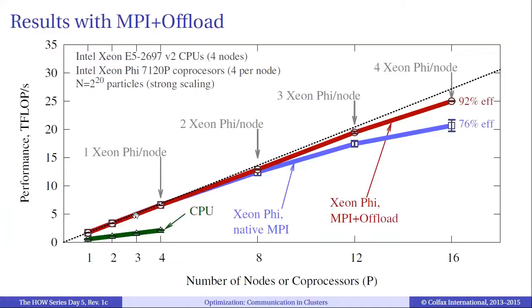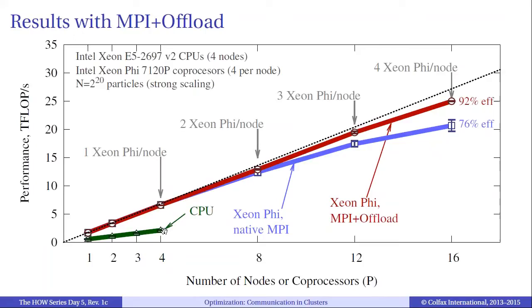Here's the result. I'm showing again performance, but this time in teraflops per second versus how many processors or coprocessors I'm using. I have a cluster of 4 compute nodes. So when I was running on the CPU, remember one CPU gave me 500 gigaflops per second, so half a teraflop per second. I was able to scale to 4 CPUs with nearly 100% efficiency, and I was getting 2 teraflops per second from my cluster. Well, not bad in relative terms, 2 trillion floating point operations per second.